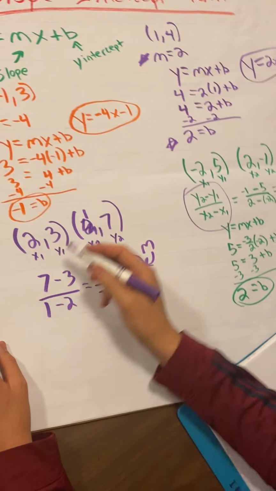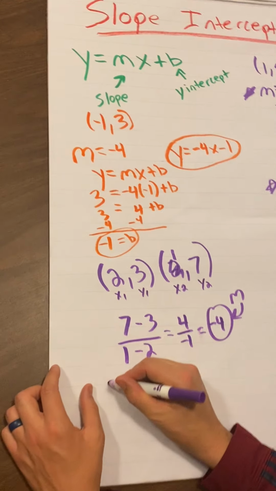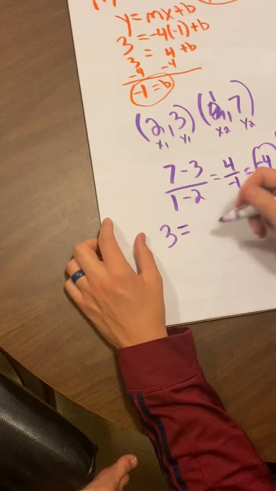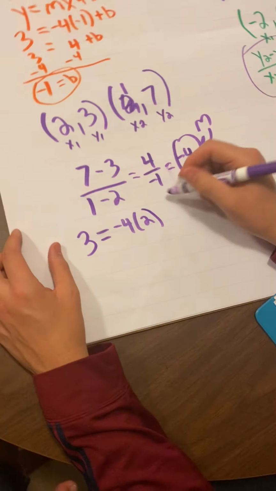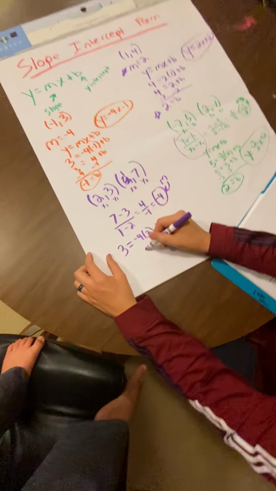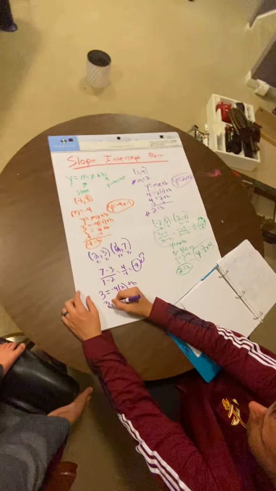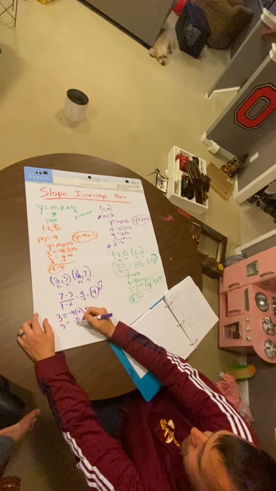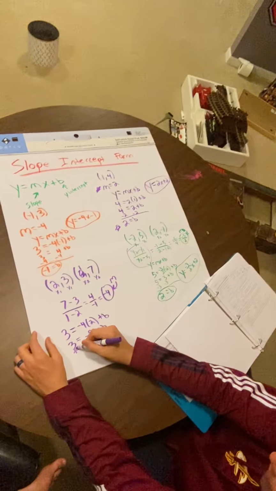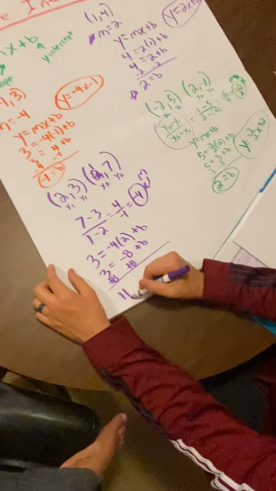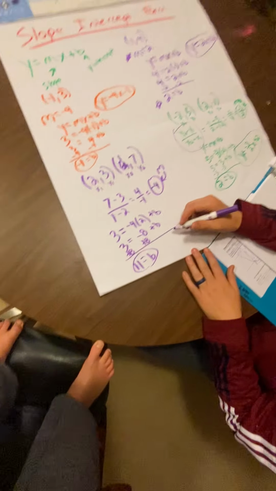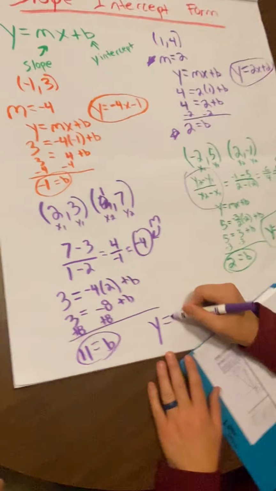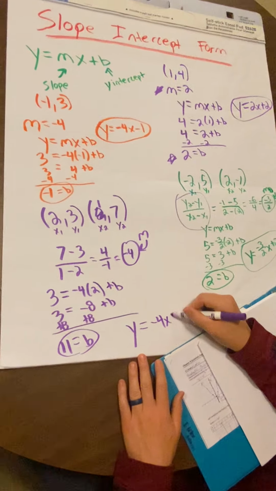So now we're going to use that slope. Let's use this first point here. So instead of y, we're going to write 3 equals. m would be -4. x is 2, plus b. It's -8. 3 equals -8 plus b. Add 8 to both sides. 11 equals b. So we have our slope and we have our y-intercept. y equals -4x plus 11.